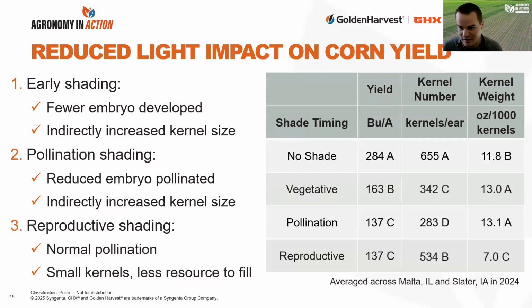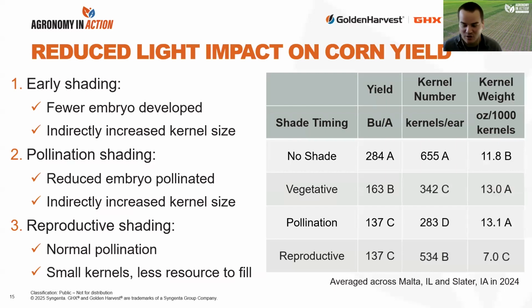With no shade, we were getting about 655 kernels per ear and about 11.8 ounces per 1,000 kernels. That's the kernel weight, in ounces per 1,000 kernels. Shading during the vegetative time significantly reduced the number of kernels per ear. When that ear is being developed during the vegetative stages, any stress, in this case shade, significantly reduced kernels per ear. You'll notice that it indirectly increased kernel weight, because there were just fewer kernels to fill.